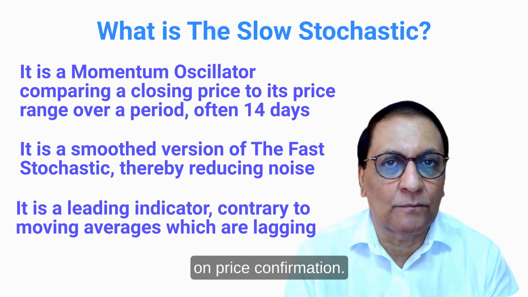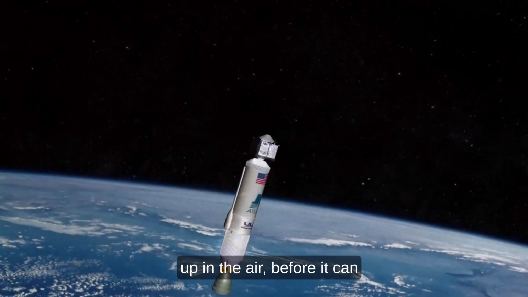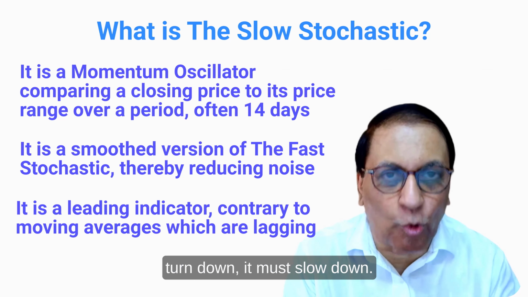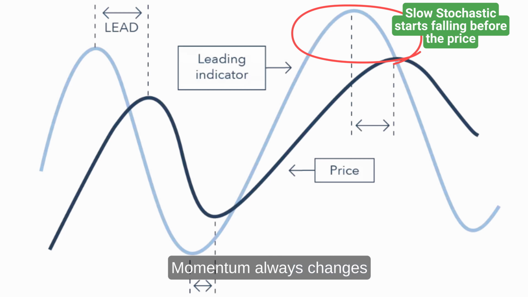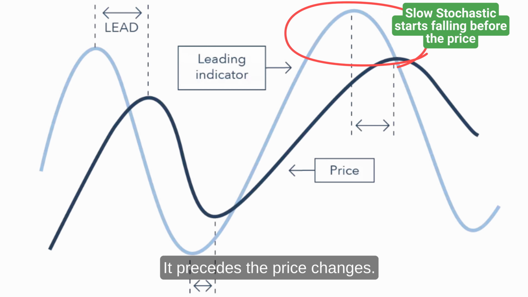That is, it inherently moves ahead of the price, but it must be traded only on price confirmation. If you visualize a rocket going up in the air, before it can turn down, it must slow down. Momentum always changes direction before price. It precedes the price changes.